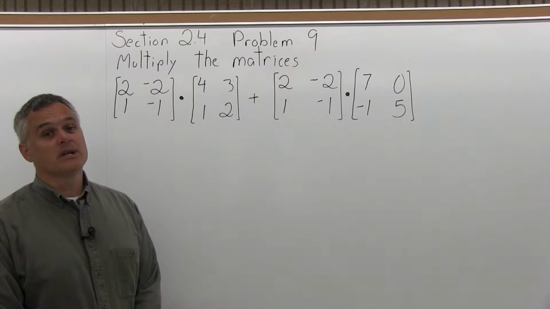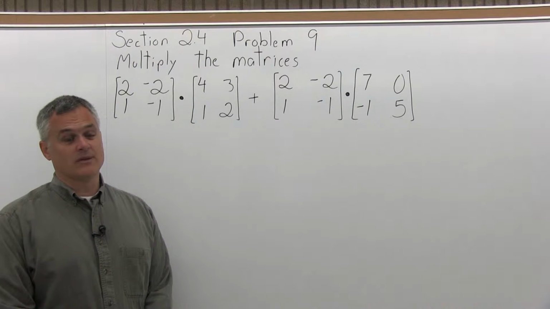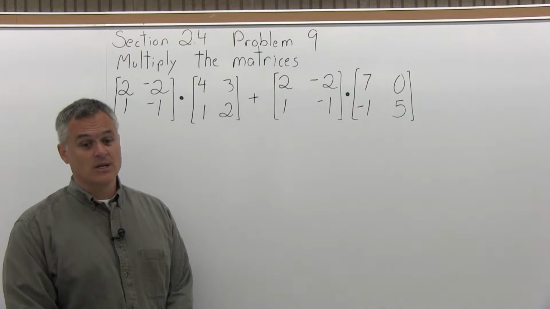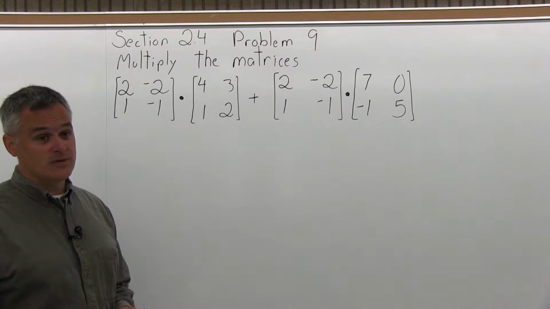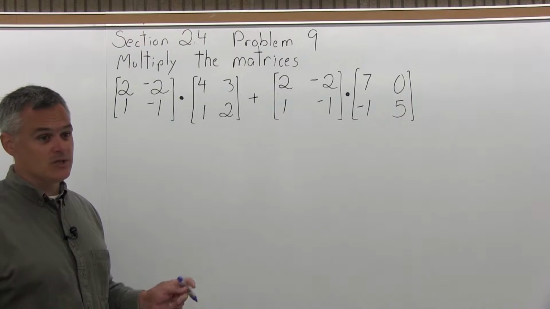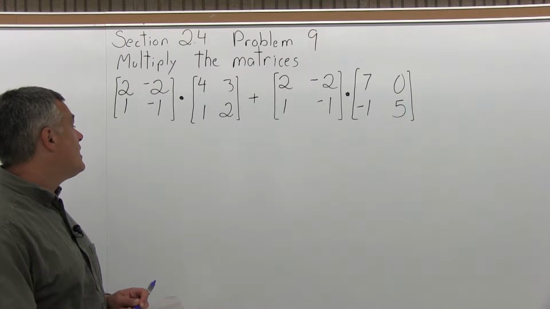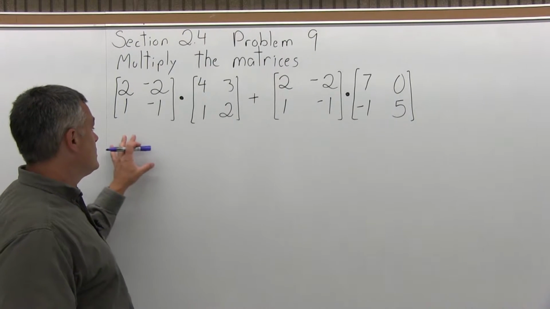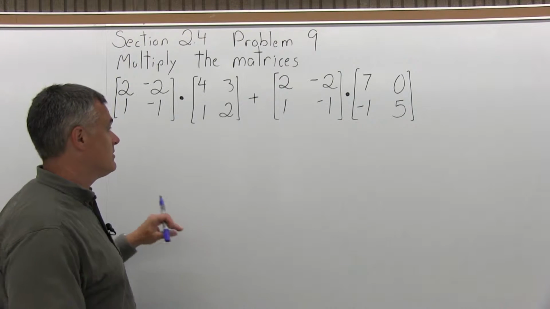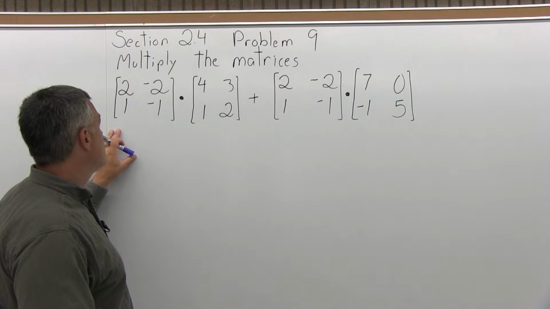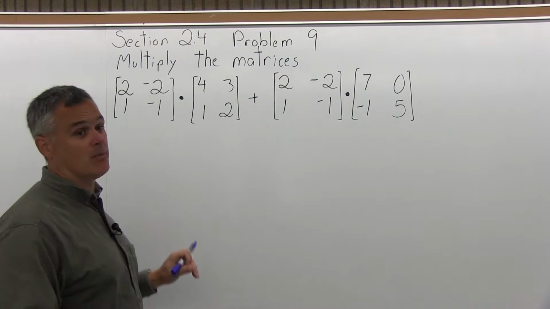You need to do the multiplications first and then add the 2 matrices that you have after you do the multiplications. And that's just like regular numbers. You have to work in parentheses first, then you have to deal with any multiplications or divisions, then you have to do any additions or subtractions last. So now, let me concentrate on just multiplying the first 2 matrices first, and I'll ignore the rest of the problem for now. So I'm going to multiply 2, -2 on the top row, 1, -1 on the bottom row, times 4, 3 on the top row, 1, 2 on the bottom row.